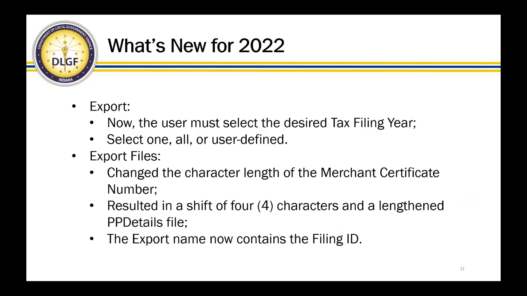In terms of some of the export functionalities, the user must select the desired tax filing year. They can select one, all, or make it user defined. In terms of the export files, one issue that came up last year was with the merchant certificate number, and we have changed the character length. We've added 4 characters, and that then lengthens the PP details file. And also the export name now contains the filing ID number.